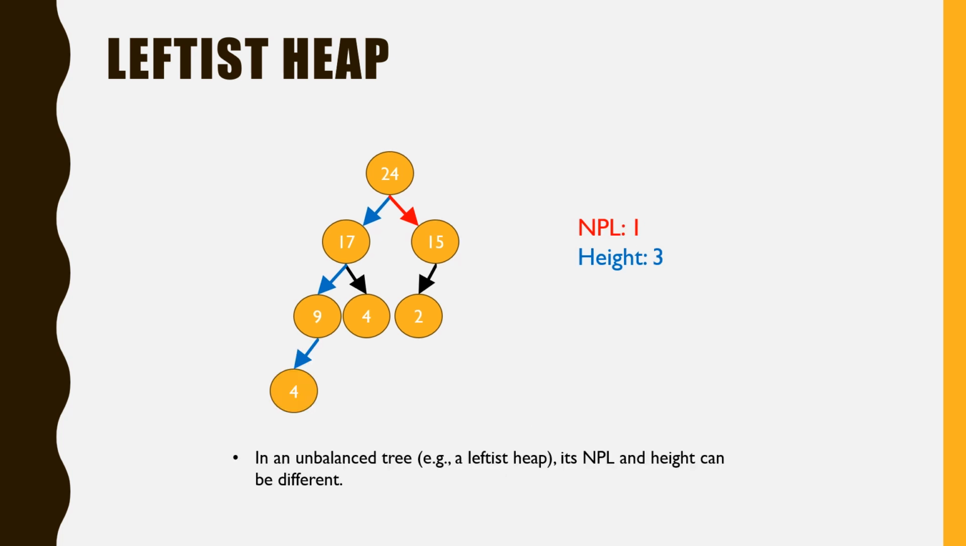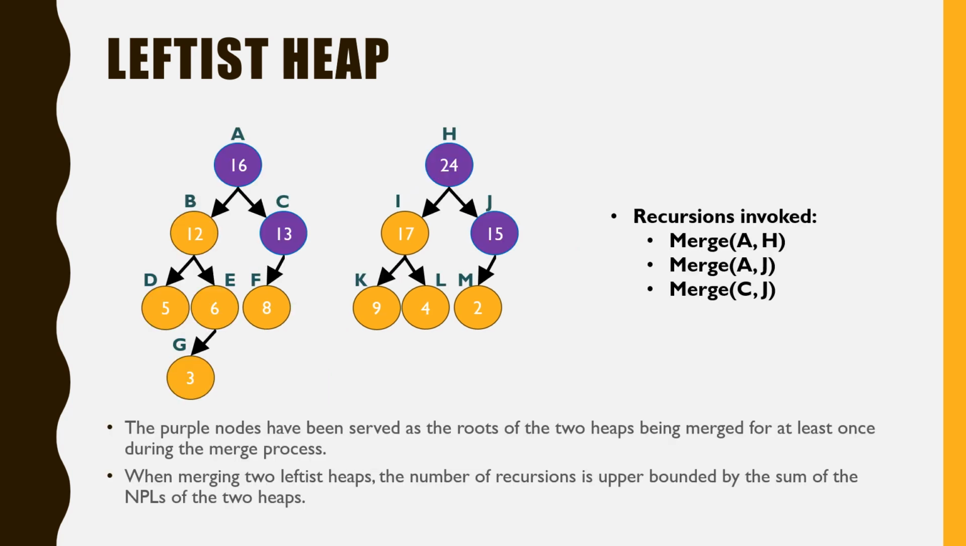However, in an unbalanced tree, such as the leftist heap, the height and NPL can differ significantly. For example, the leftist heap shown here has a height of 3, as indicated by the blue path. On the other hand, its NPL is 1, as indicated by the red path. Given the definitions of tree height and NPL, we claim that NPL can better estimate the number of recursive calls involved during the merge process.